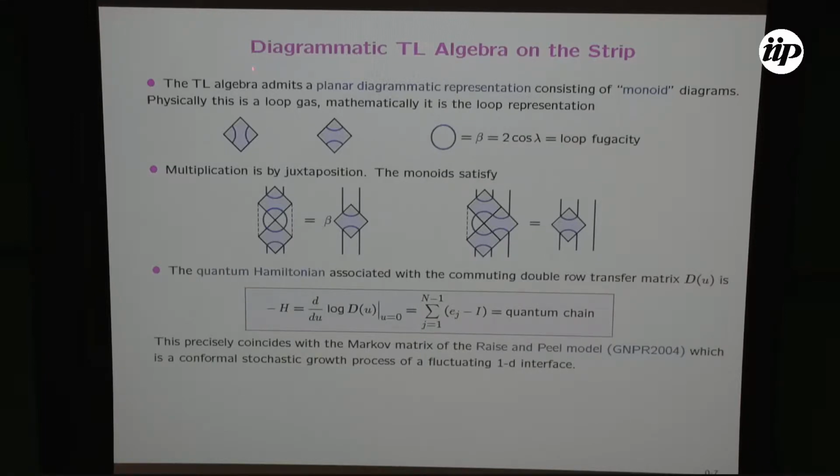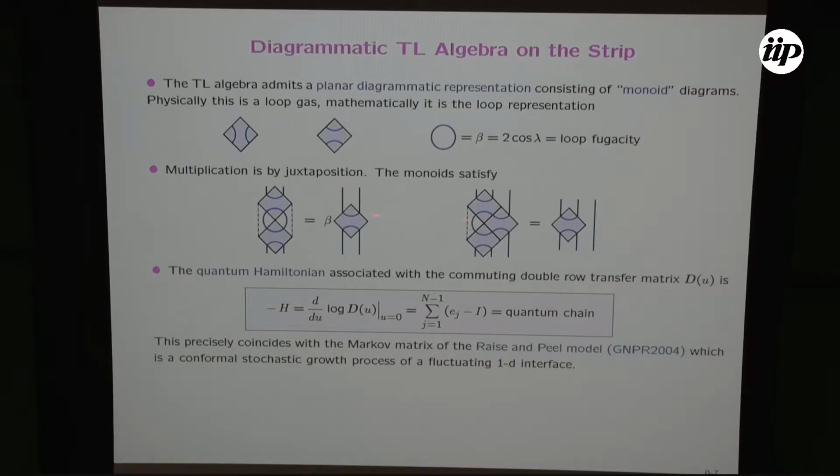We will need to work diagrammatically, so it's nice to interpret the Temperley-Lieb algebra diagrammatically. And let's start on the strip. Here are the 2 generators diagrammatically. This is the identity. The connectivities just flow through upwards. But here's where something interesting happens. This is a monoid diagram. And corresponding to the loop fugacity, whenever you get a closed loop, you assign it a weight beta, which is just 1 for percolation.